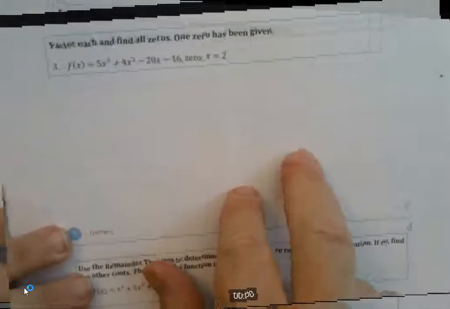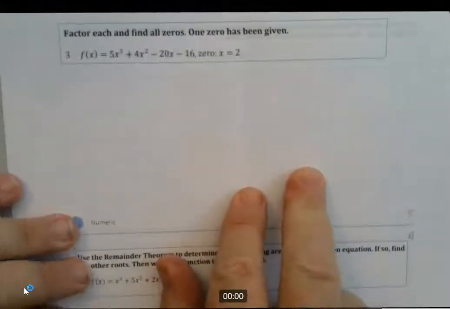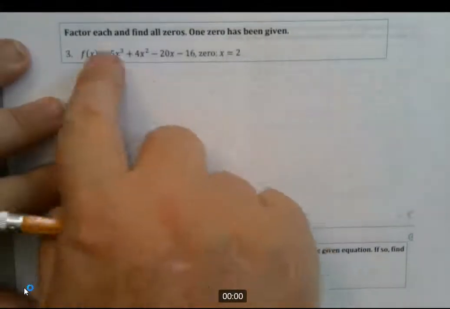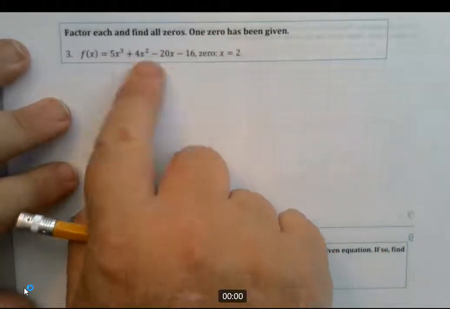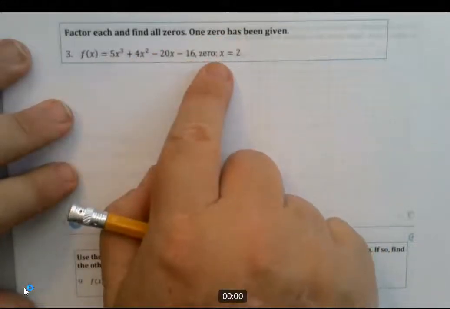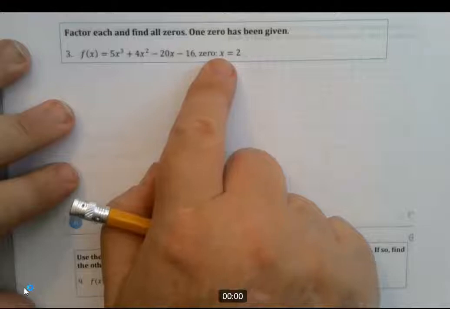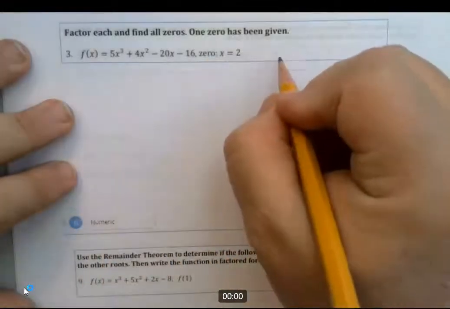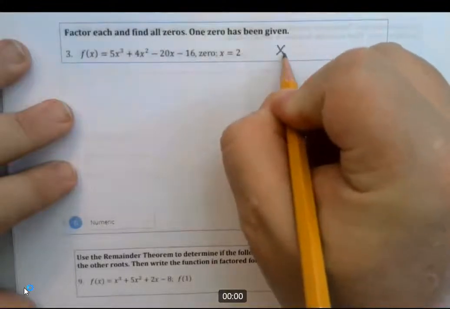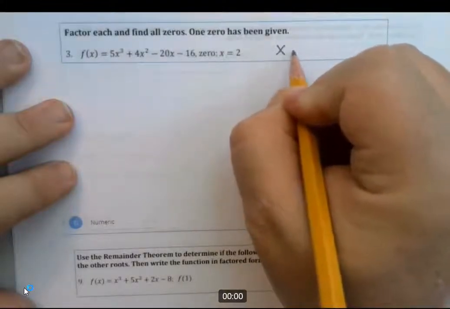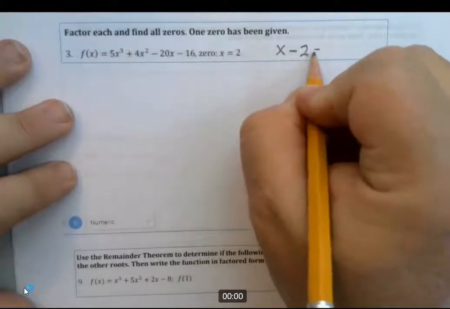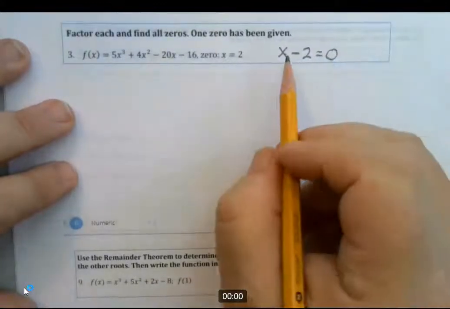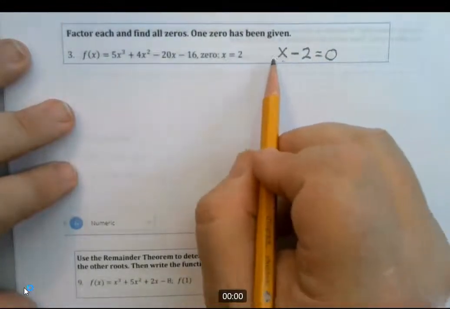Okay, this one is kind of the same thing, except there's just one little twist to it. They're saying find all the factors and zeros for that. Now, they're not giving you a factor, they're giving you a zero. What does a zero mean? Well, it's what we just did a second ago. It means x minus 2 equals 0. So the x that would make this go to 0 is 2.